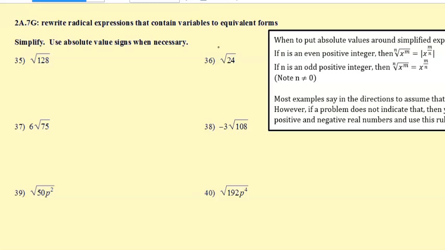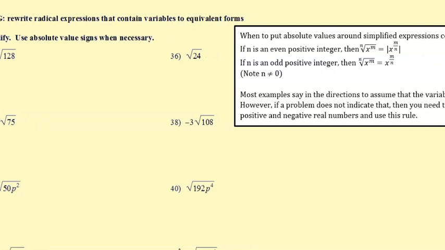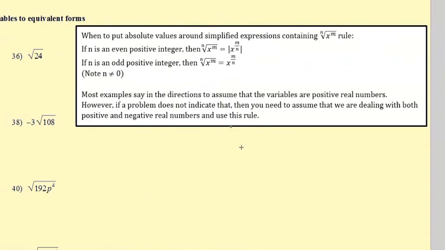7G. Rewrite radical expressions that contain variables to equivalent forms. Simplify. Use absolute value signs when necessary. When it says to use absolute value signs when necessary, this is what it's referring to.